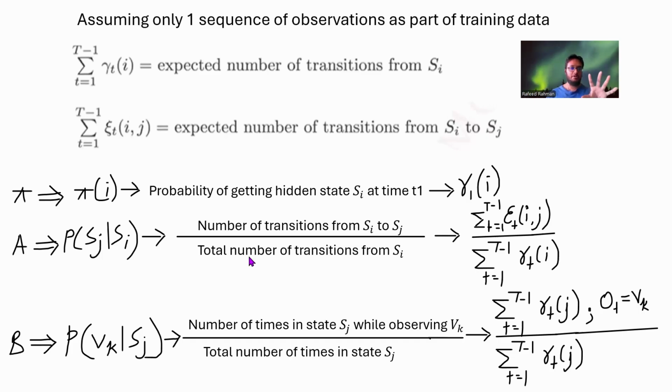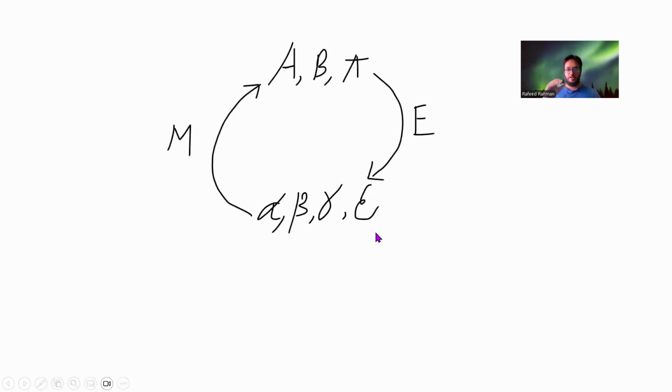So this is how simple it is to calculate these three parameters from these existing variables. Now, you may say that, okay, is our algorithm over? Because we have successfully obtained pi, A, and B. But the thing is, no, it's not over yet. A few more steps. So this is an iterative process. The Baum-Welch algorithm is an iterative process.